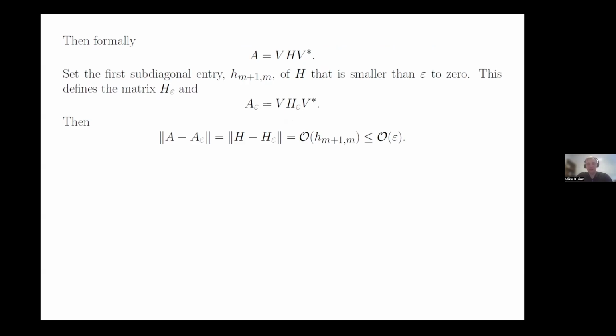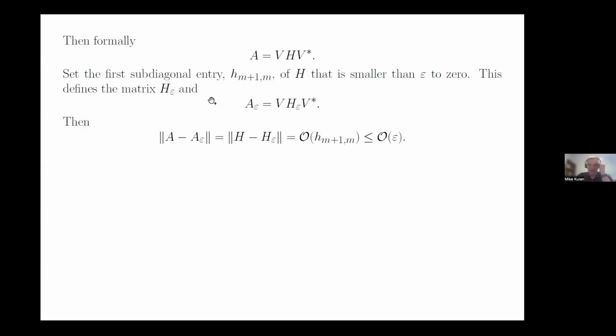Well, we know that for any epsilon, because this h_{m+1} converges to 0, we can find such m that h_{m+1} will be smaller than epsilon. And well, let's substitute this formal decomposition by this one. So now A epsilon is a finitely dimensional operator. It's an approximation of the original A. But now it is finitely dimensional.